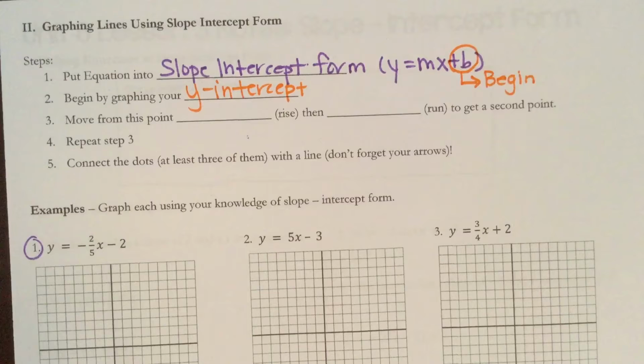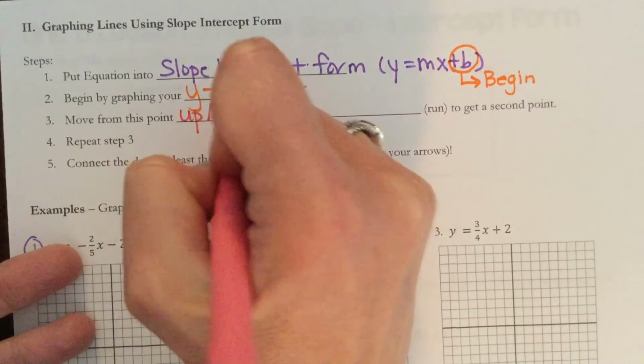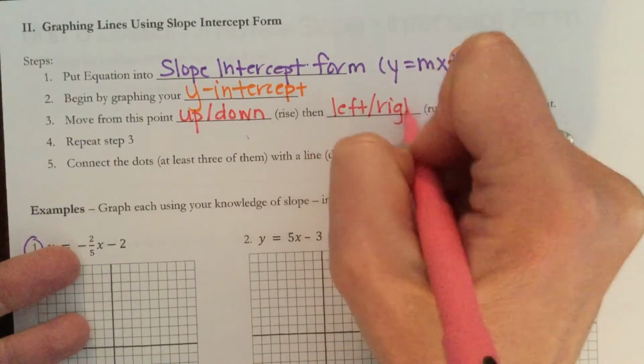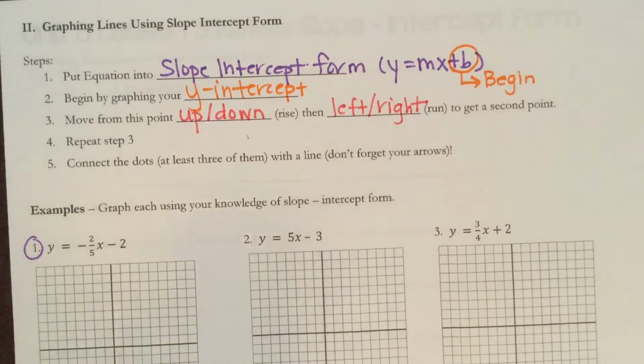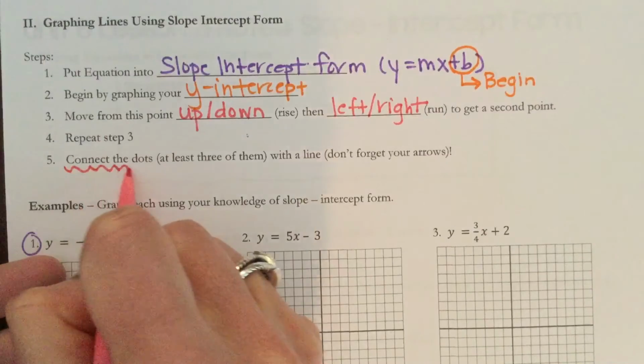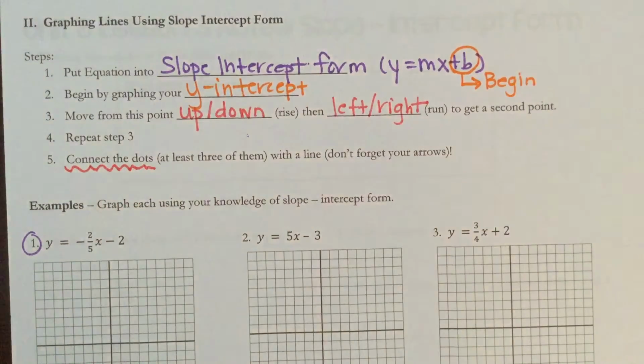From there, you are going to move from that y-intercept up or down, rise, and then left or right to run. And that's going to give you a second point on your graph. You're going to repeat those steps again from the new point. You're going to go up or down and left or right using your slope to get a third point that's on your line. Remember that we are graphing a line, and so we want to make sure that we connect our dots so that we have a line, not just 3 individual points in the coordinate plane.